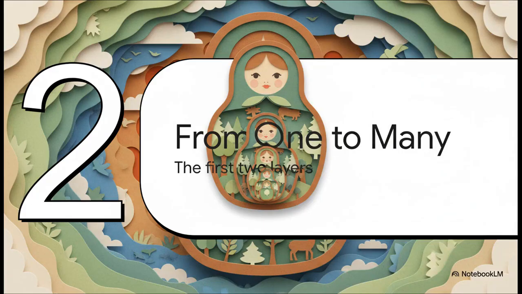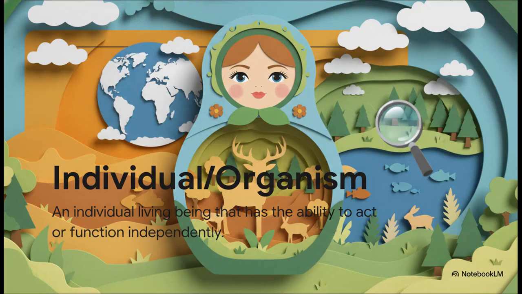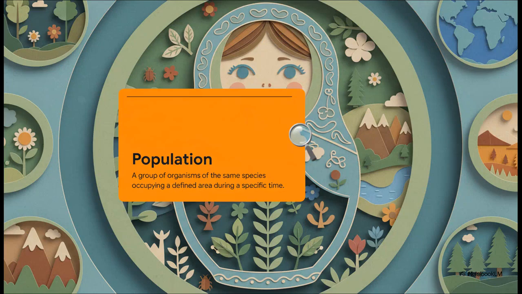Okay, so our journey begins at a scale we all get. I mean, before you can understand a forest, you've got to understand a single tree, right? We're starting with just one living thing. That's the foundation for everything else. This is our first and smallest nesting doll, the individual organism. This could be one deer, one oak tree, or even one single-celled bacterium. It's any living thing that can function on its own. Simple enough, right?